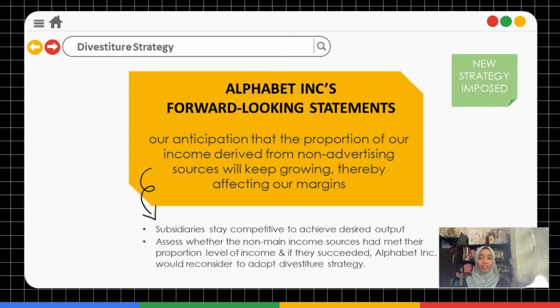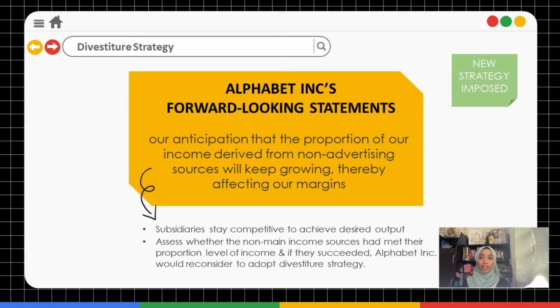In accordance with Alphabet Incorporated's forward-looking statement, the holding company reported in the annual report that it anticipates the proportion of income derived from non-advertising sources will keep growing, thereby affecting real profit margins. From this statement, Alphabet Incorporated aims to make sure all non-revenue-generating units manage to get the expected income that has been set up by Alphabet Incorporated. Thus, the subsidiary will stay competitive in the market to achieve the desired output.